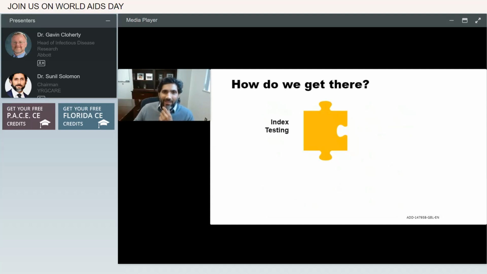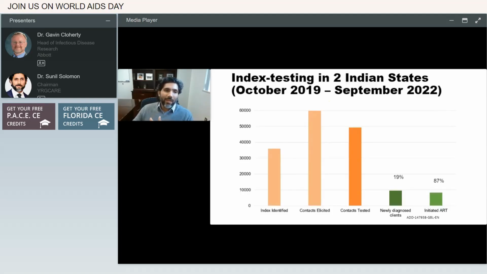So how do we get there? I think the easiest thing is index testing, which is what it's called these days by PEPFAR and other large programs globally, but it's the same as contact tracing. These are data from an index testing program across 2 Indian states, Maharashtra and Telangana. If someone is diagnosed with HIV, we ask them, who have you had sex with, or who have you shared needles with, whom you might have placed at risk? We get those names, those are the contacts elicited, then contact the contacts and ask them, can we bring you in for screening? Then you screen and test them and then you link them to care.